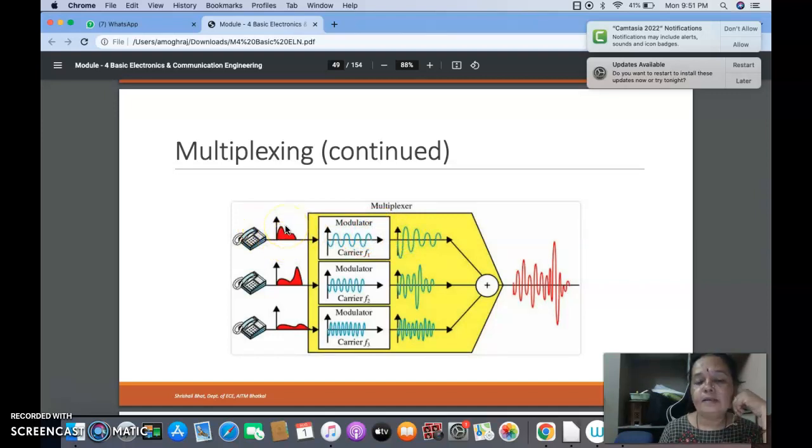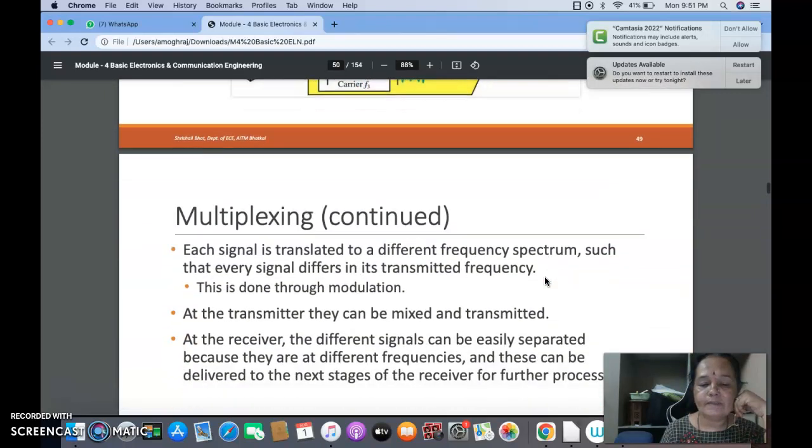After that, each information signal, each message, is in a different frequency spectrum after modulation. So the different frequency spectrums are combined together at this unit, and then we are going to get a composite signal, which is a multiplex signal.